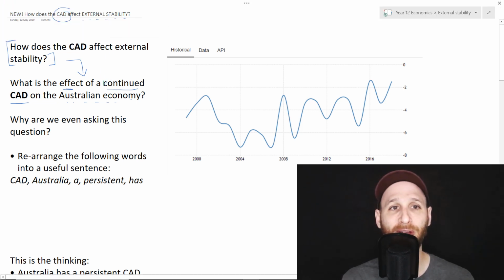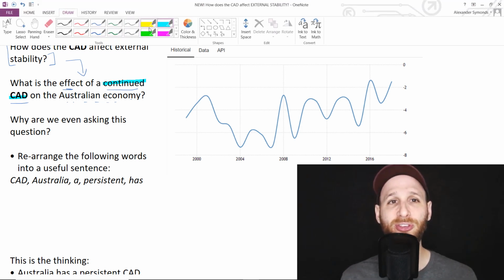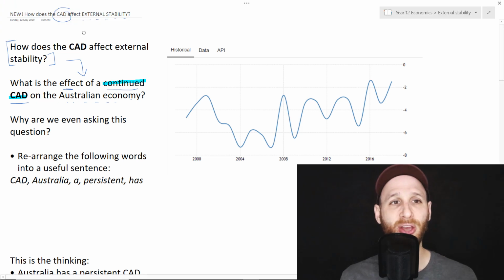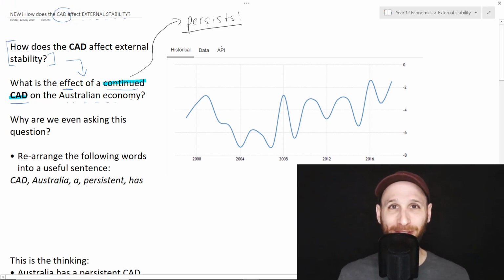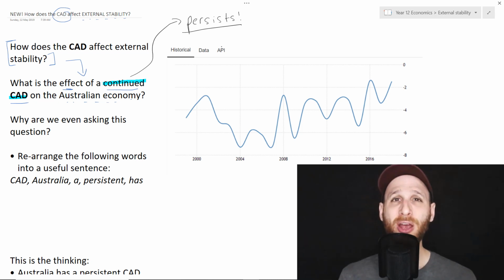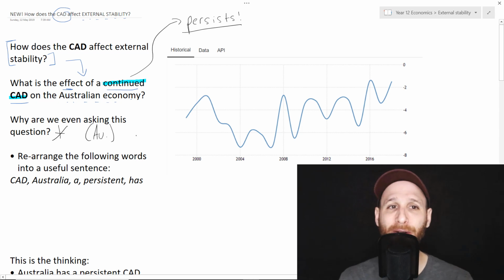If we're talking about a continued current account deficit, what we mean is if something is continued, it persists, right? It's not just a one-off and then it disappears into the universe. It persists, it continues. So why are we even asking this question? And remember, we're asking this question in the context of the Australian economy.